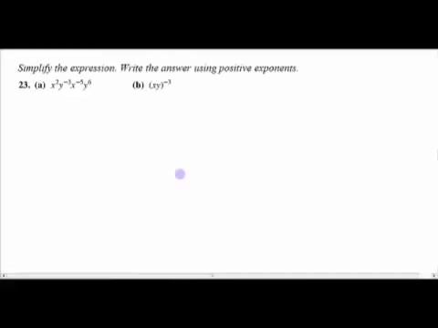Simplify the expression. Write the answer using positive exponents. Here, x squared, y to the negative 3rd, x to the negative 5th, and y to the 6th. Let's go ahead and combine our x squared and x to the negative 5th. That gives us an x to the negative 3. Remember, when we're multiplying numbers of the same base, we add the exponents.